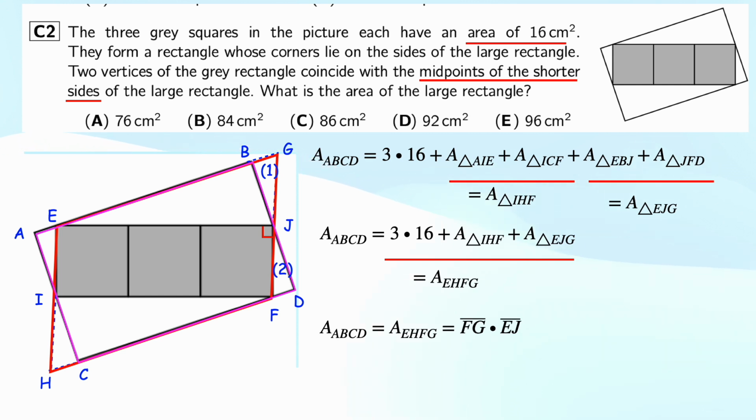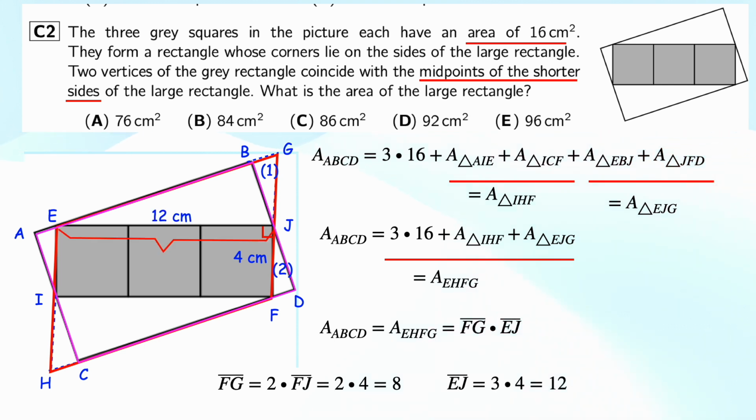So what's FG? We know the small square's area is 16, so each side length is 4. So 2 times that, FG is 8. And what's the length of EJ? EJ is 3 times the side length of the small square, which is 12. Then we get 12 times 8 is 96. So in the end, the answer is 96 square centimeters. I hope I explained clearly, and thank you for your attention.